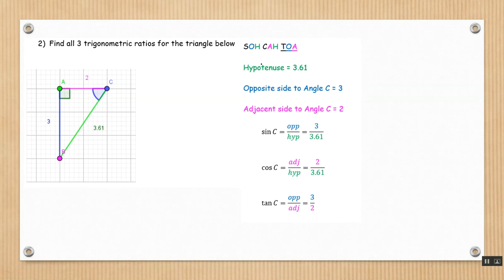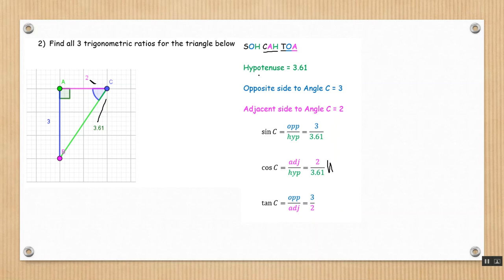SOHCAHTOA again. Sine first. I like to do sine first. So the angle's up here this time. So we have opposite over hypotenuse. Remember, hypotenuse is opposite the right angle. So for cos, we have adjacent, so 2 over hypotenuse, 2 over 3.61.